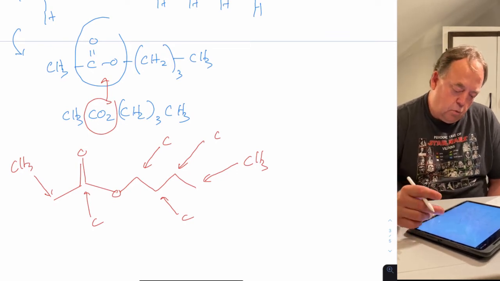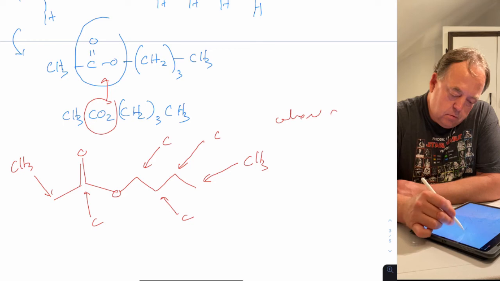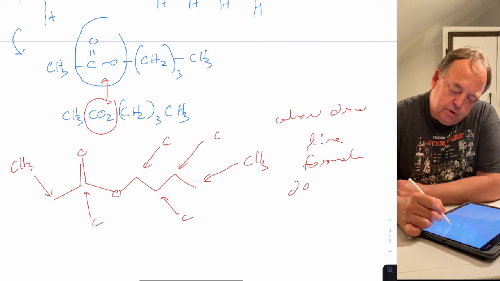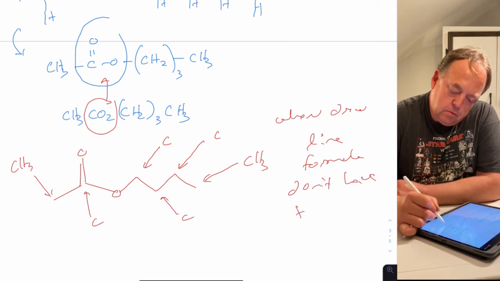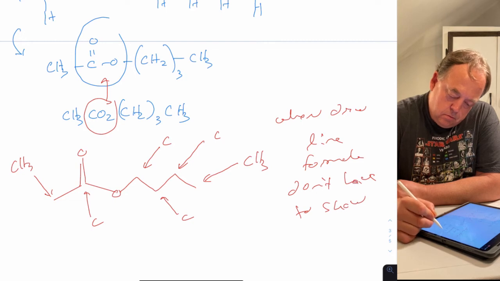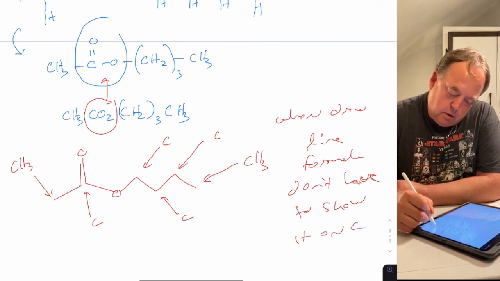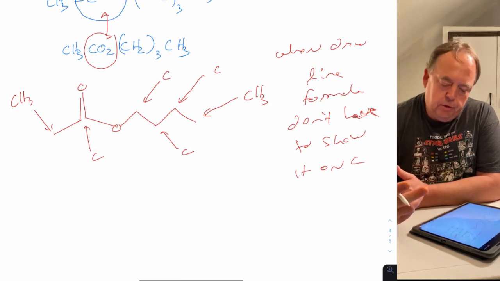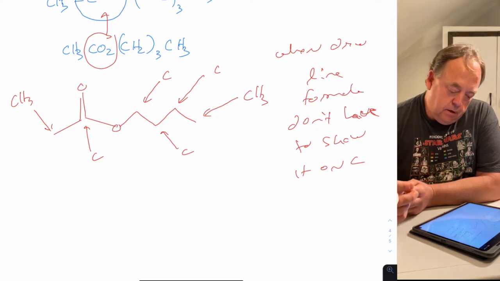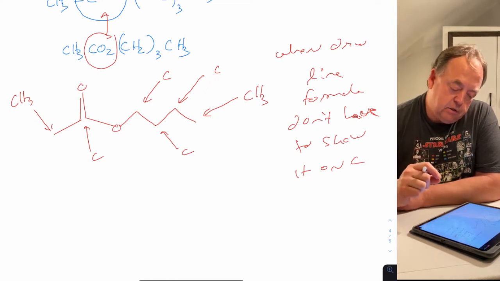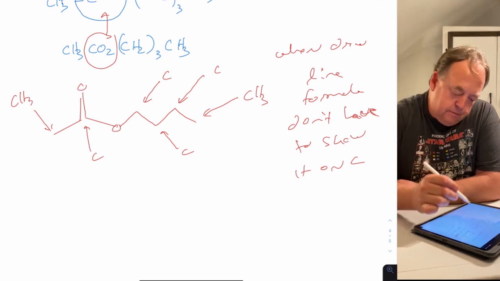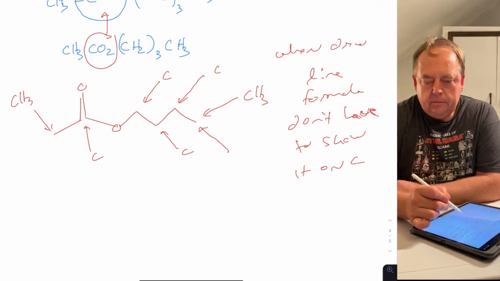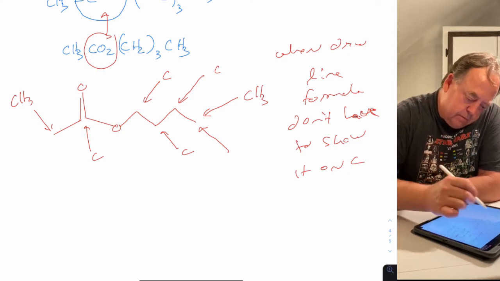And then, so when you draw line formulas, you don't have to show H on carbon. It's just understood that they're there. So carbon likes to make 4 bonds, so you need the number of hydrogens that would make carbon have 4 bonds. So this carbon at the end, for example, has 1 bond showing, so it needs 3 hydrogens to make 4 bonds.